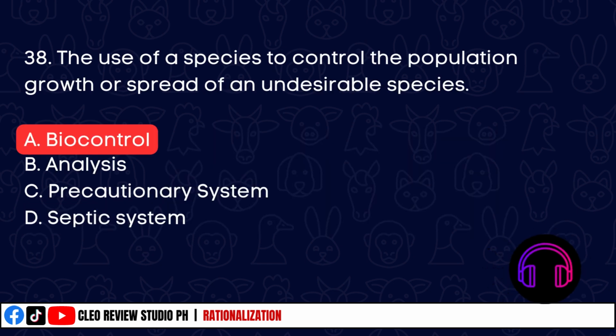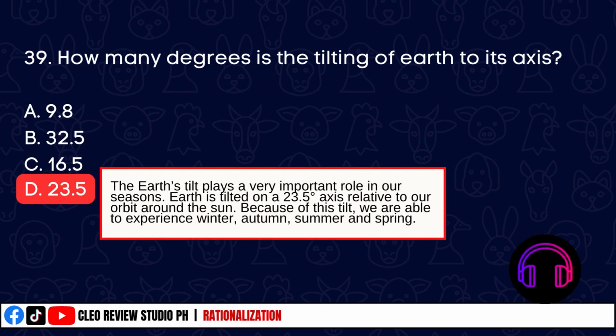The use of a species to control the population growth or spread of an undesirable species. Of course, that is biocontrol, letter A. How many degrees is the tilting of Earth to its axis? The correct answer is 23.5 degrees. Again, di ko na masyadong bigyan ng ratio kung di na kailangan.